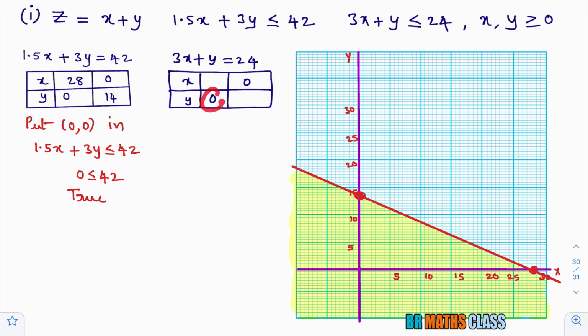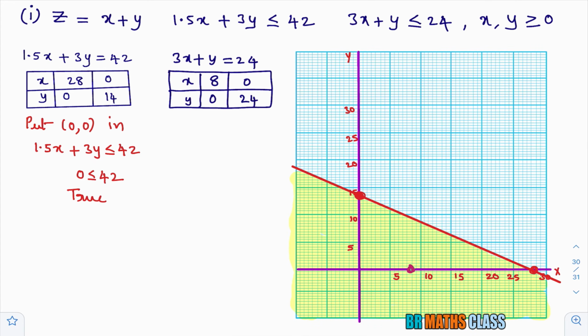For this, I'll consider a table like this. Now you put y equal to 0 in this equation. You will get 3x equal to 24. From that you will get x equal to 8. So one point is (8, 0) on this line. Now you put x equal to 0 in this, then you will get y equal to 24. So you mark the points (8, 0), (0, 24) on the graph sheet.